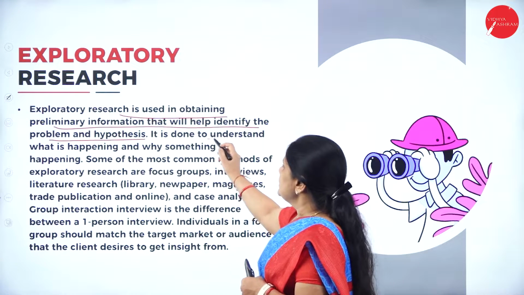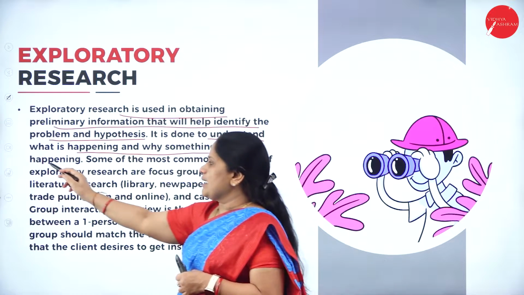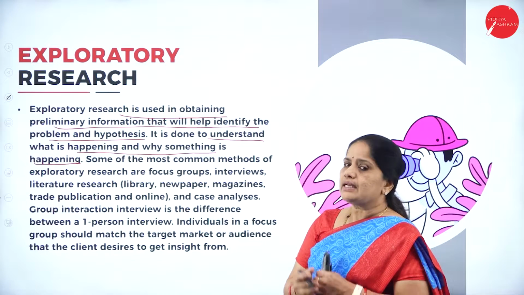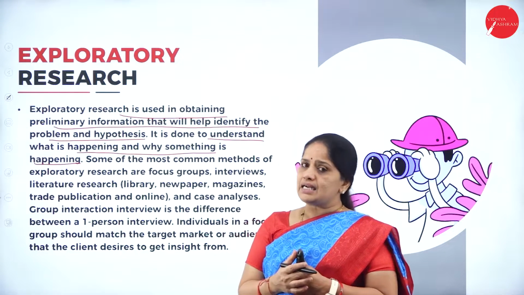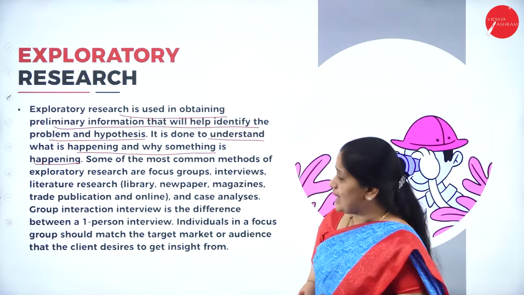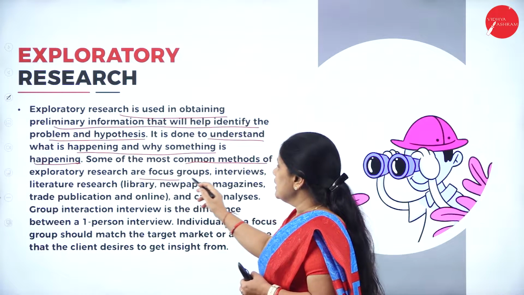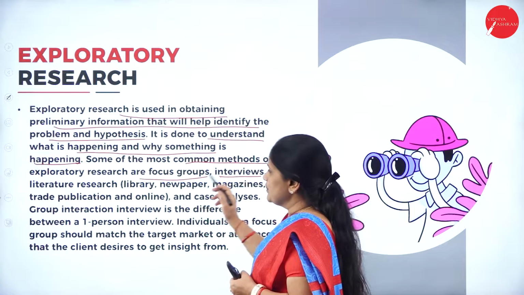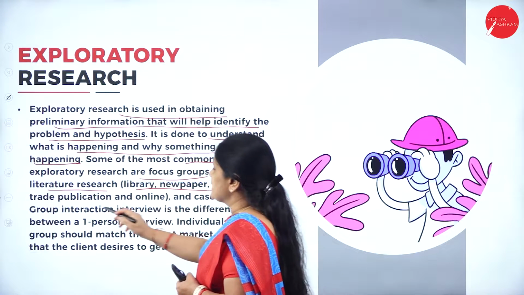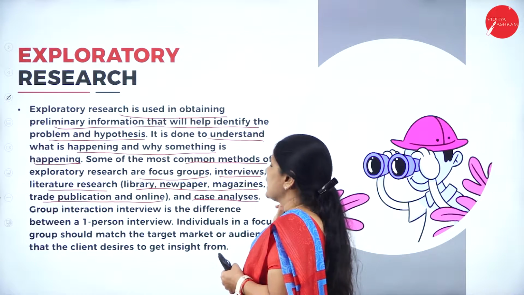It is done to understand what is happening and why something is happening. Suppose the research is pertaining to any social issue, then the information will make us understand what is actually happening in the society and why it is happening. Some of the most common methods of exploratory research are focus groups, interviews, literature research, that is library, newspaper, magazines, trade publications, and online, and case analysis.